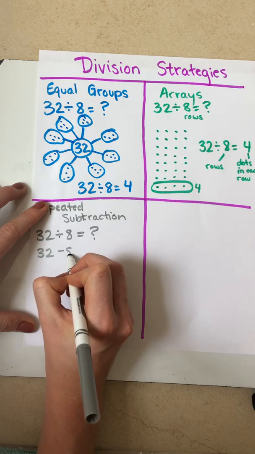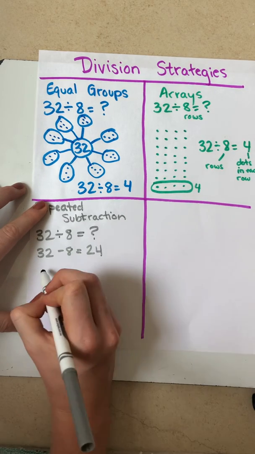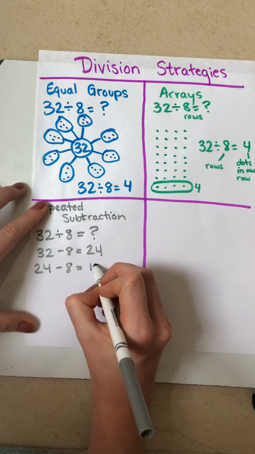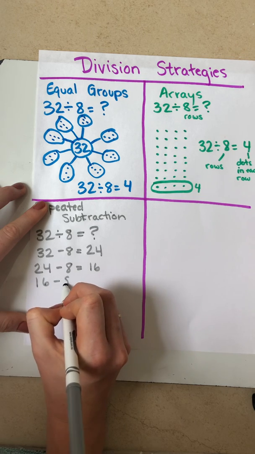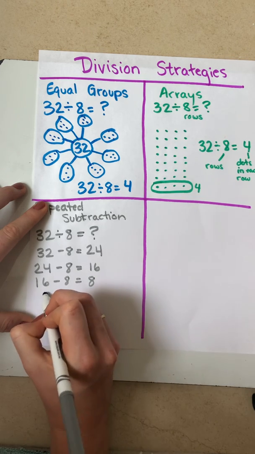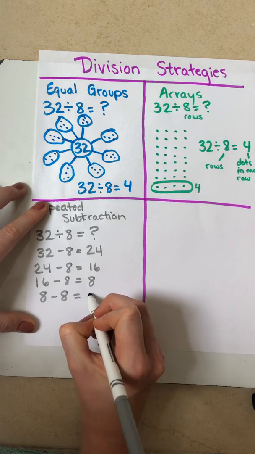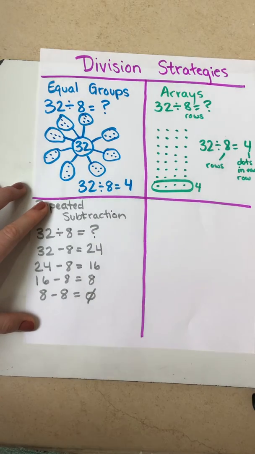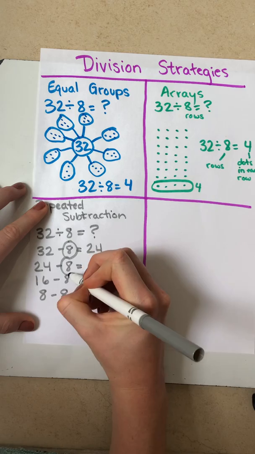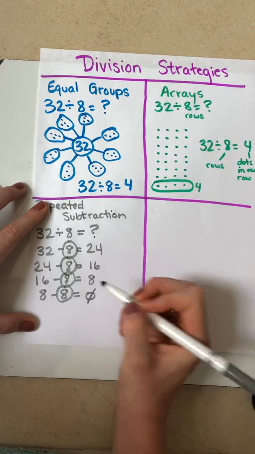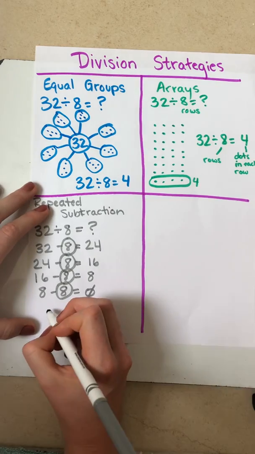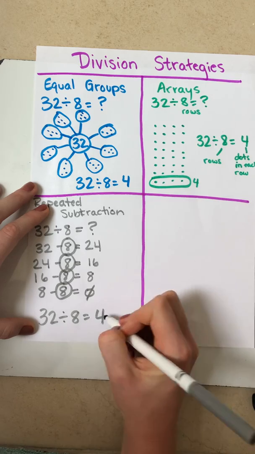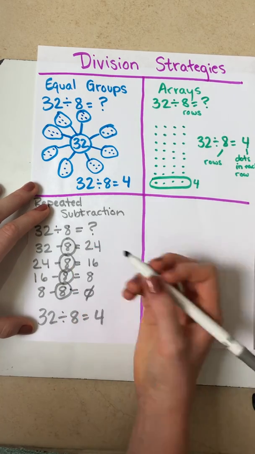So 32 minus 8 equals 24. 24 minus 8 equals 16. 16 minus 8 equals 8. And then 8 minus 8 equals 0. So we're going to look at how many groups of 8 we took away. Starting with 1, 2, 3, 4. So we subtracted 8 4 times from 32, which means 32 divided by 8 equals 4, because again there's 1, 2, 3, 4 groups.